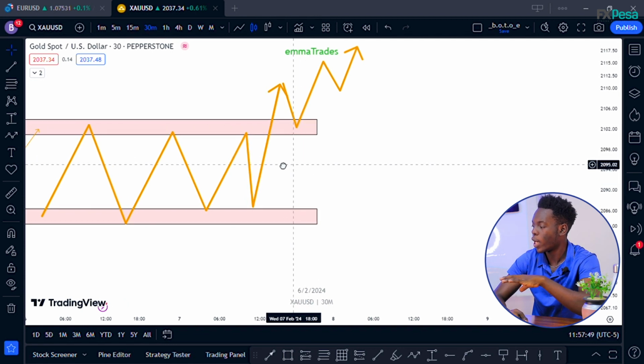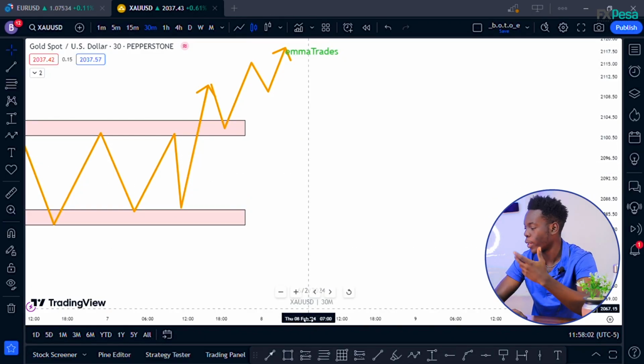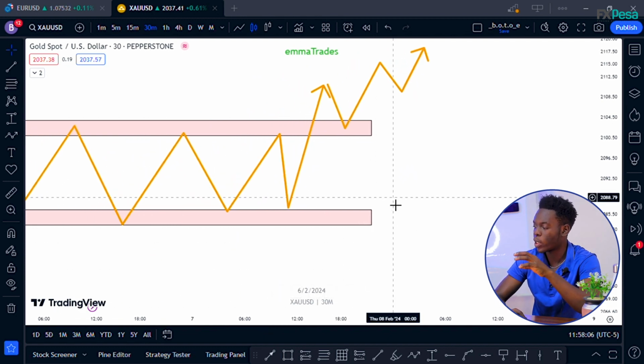Those are the levels we're going to look at mainly. But the whole ideology is, after you have these levels, what do I look for to take that sell, or afterwards, what will I look for to take the buy? Because that is what we want to do at the end of the day. Now we're going to make use of those two levels, the support and the resistance.